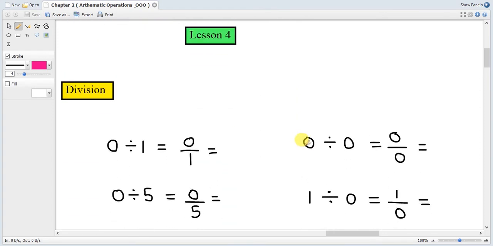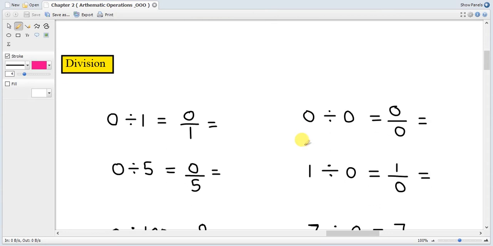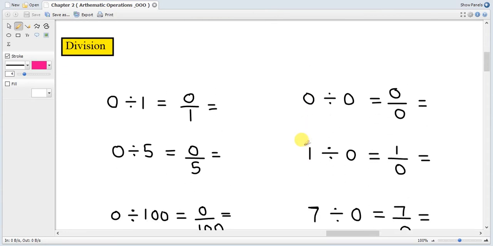Okay, so today's lesson is lesson number 4, which is division. So here are certain numbers we are going to start with. So 0 divided by 1. We can write this number in the form of a fraction, 0 over 1. Both of these are two different representations of the same thing, 0 divided by 1 or 0 over 1, it means the same thing. So whenever we divide 0 by any number, we'll always get 0 in the answer, right?